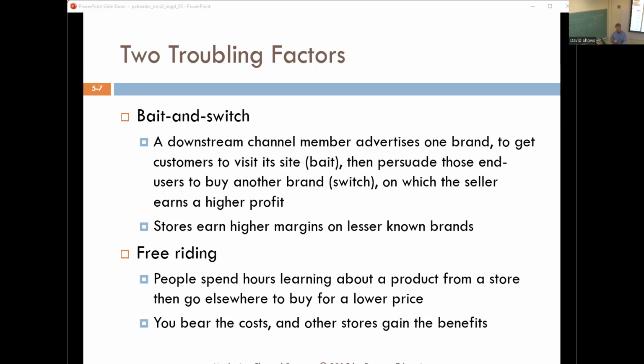So the first thing that you see is a concept known as bait and switch. Bait and switch is difficult to define. It is against the law. However, it is very difficult to prove in court. So what is bait and switch? This is the way it goes.